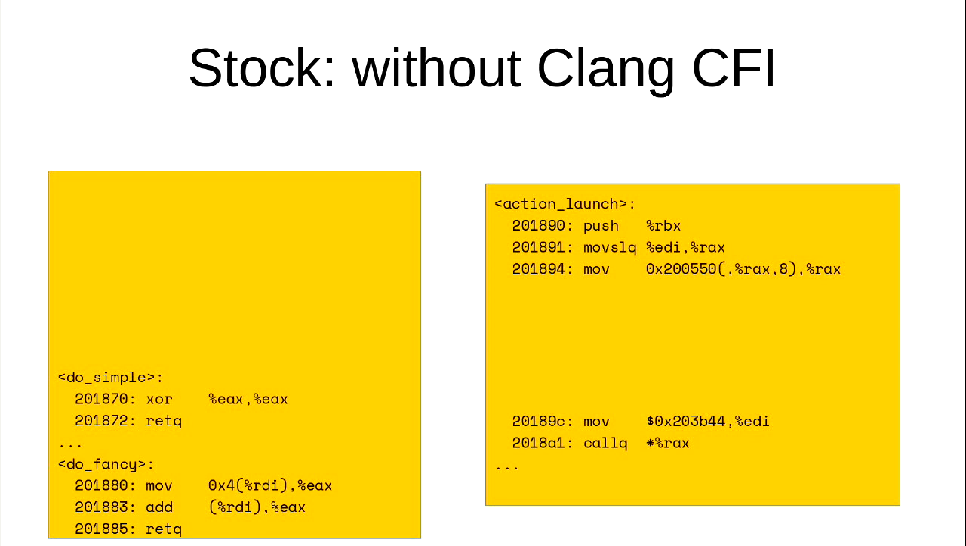This was the original assembly output from C. We've got two functions, do simple, do fancy. They don't do much, and then return. And we've got the action launcher that's going to look up the index and call an indirect function through this register. And right now, this is exploitable as far as being able to call anywhere into the address space, because there's no validation on the contents of RAX.